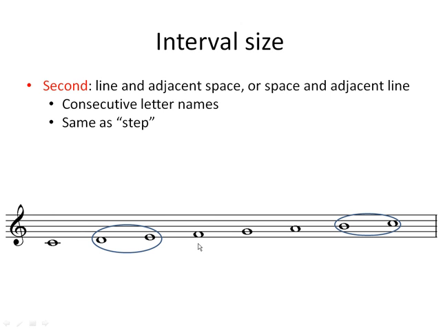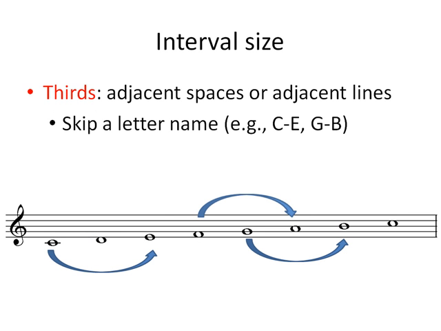I want to take a few minutes and talk through all of the generic intervals that we find in the major scale. Seconds, as I mentioned, consist of adjacent letter names. You can also think of seconds as being written on a space and adjacent line, or a line and an adjacent space. A second is just another way of talking about a step. You may recall that the major scale has two different kinds of steps in it. I'll explain this in more detail in a short while.